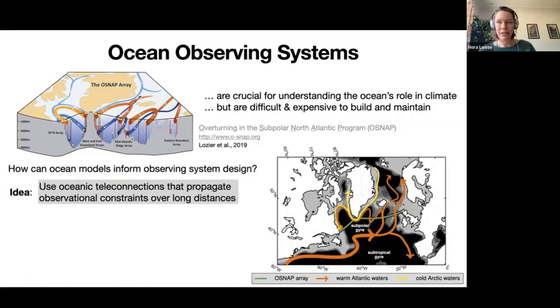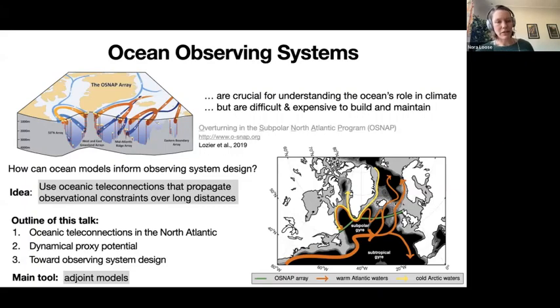So in this talk, I want to discuss one way in which ocean models can inform effective observing system design. And the overarching idea is simple. We want to take advantage of oceanic teleconnections that propagate observational constraints over long distances. In this talk, I will use examples from the North Atlantic. But I would be excited to talk about the Southern Ocean with you guys in the discussion session afterwards.